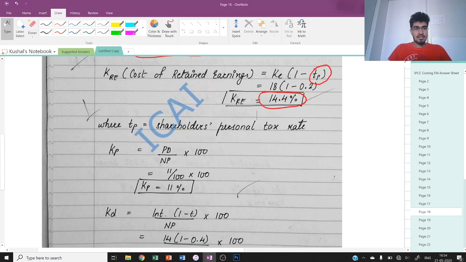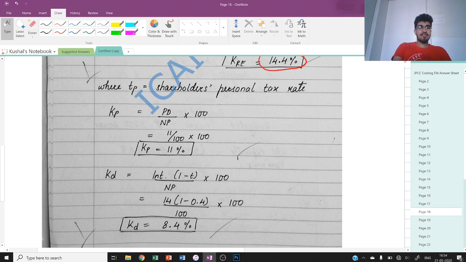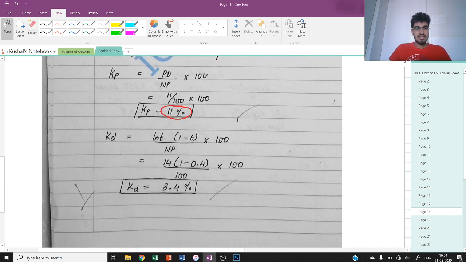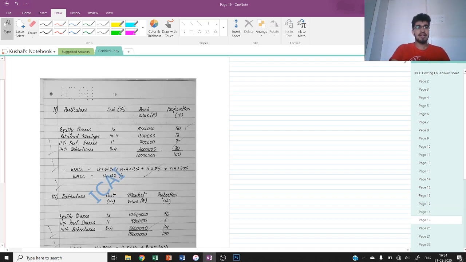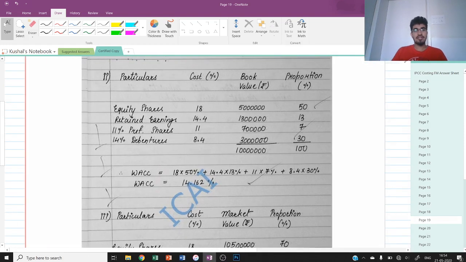Okay. Let's compute the cost of preference shares, which is nothing but the preference dividend upon the net proceeds into 100. So preference dividend is 11%, so that is nothing but the cost of preference shares. Let's compute the cost of debt, that is interest into 1 minus tax whole upon net proceeds into 100. Interest is 14% into 1 minus 0.4. This is not the shareholder's personal tax. In fact, it is the company's tax. Okay, this is the company's tax rate which would be applicable, and thus the cost of debt comes out to 8.4%.